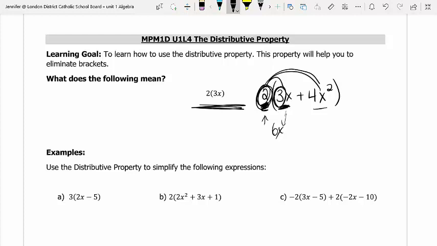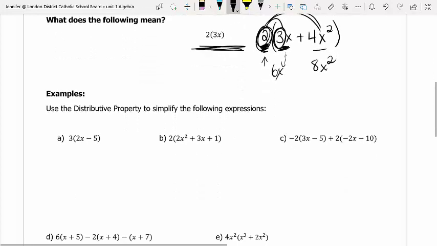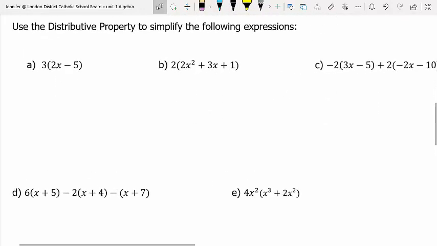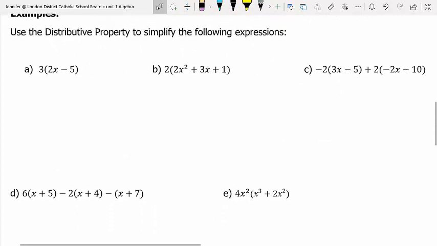Okay, same thing for this part. 2 times 4x squared, multiply the number parts together, so 2 times 4 is 8, and then there's nothing to multiply the x squared by, so we just leave it. Okay, so we're going to practice this a lot more as we move throughout the lesson. So we're just going to get into some examples now. So let's use distributive property to solve these questions.